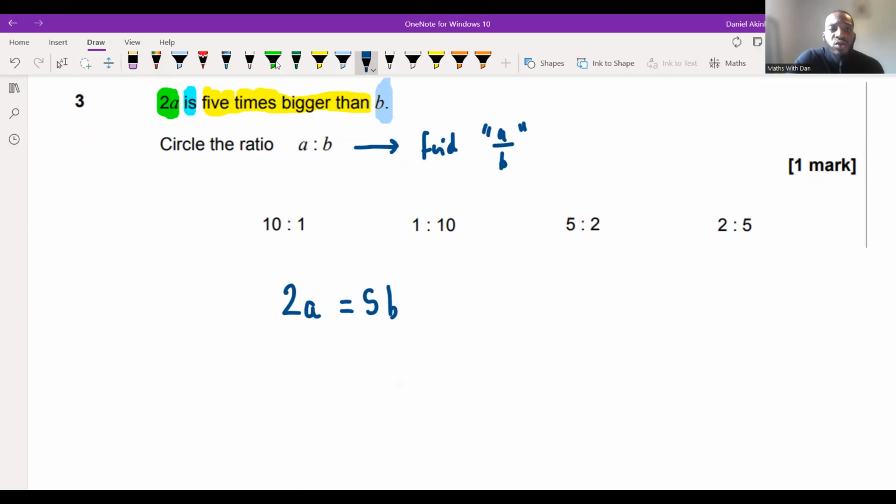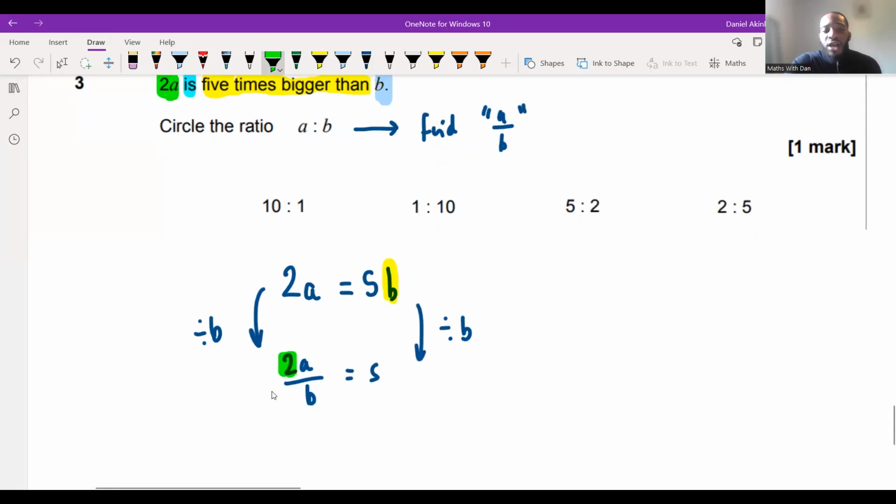Well, the first thing that I can do is I can divide both sides by this b here, right? If I divide both sides by b, this will give me 2a divided by b is equal to 5, right? Now, remember, we're trying to find a divided by b. The problem here is that we've got a 2. This 2 needs to disappear. How do we get rid of this 2?